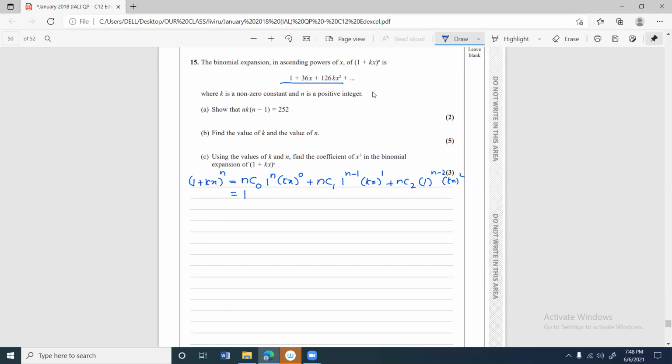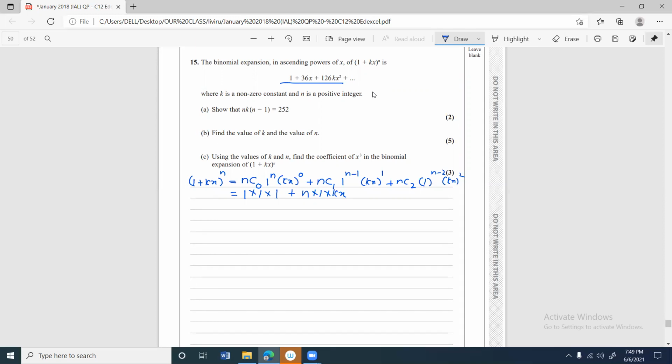nc0 is always 1. 5c0, 6c0, 100c0, million c0, whatever, it's 1. 1 to the power n is 1. Any term to the power 0 is also 1. nc1 is n. So the fact we have to understand is 5c1 is 5, 10c1 is 10, 100c1 is 100. Like that it comes into 1 into kx. nc2 is the one we need to find.